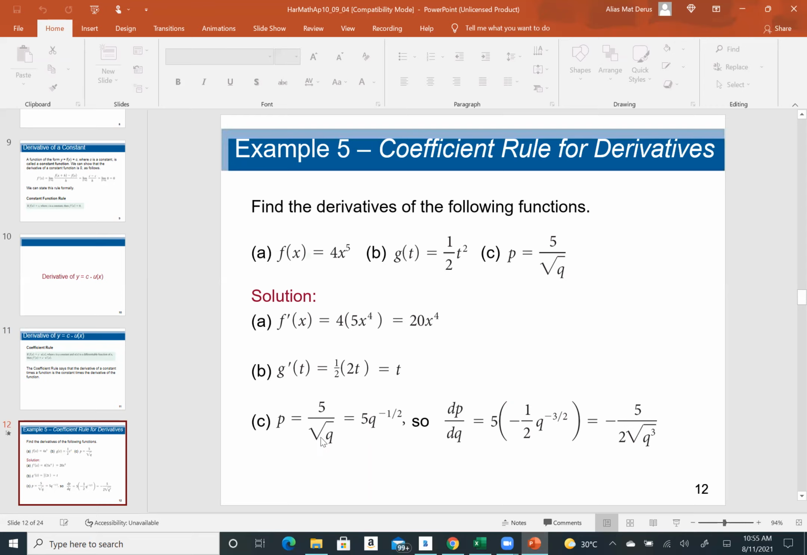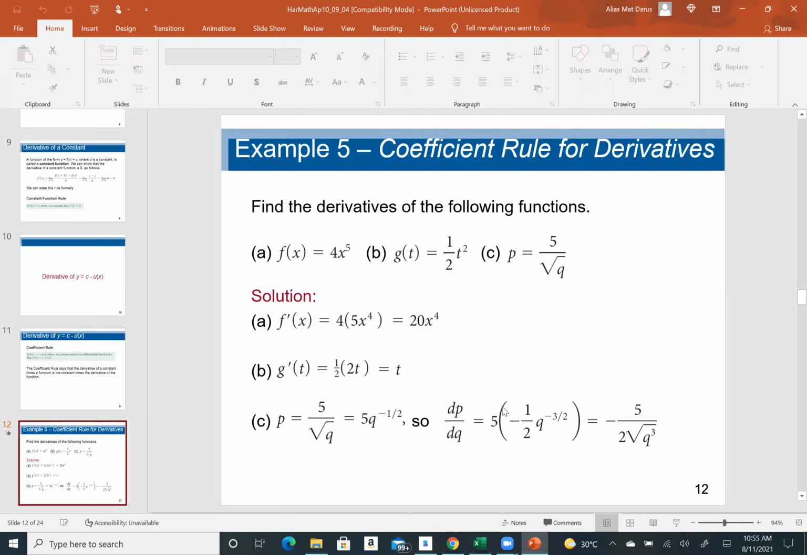Alright, here I have 5 over square root of Q. Square root of Q, like Q. So you bring the square root, it becomes what? Q to the power of half. You bring it up. That's why I got negative half. So I have 5 Q to the power of negative half. Okay? So you don't worry about the constant. Just worry about Q to the power of negative half. So I differentiate Q to the power of negative half.